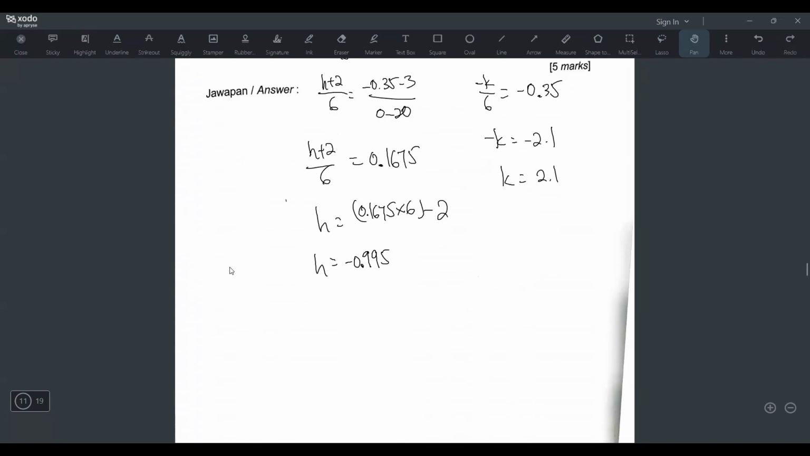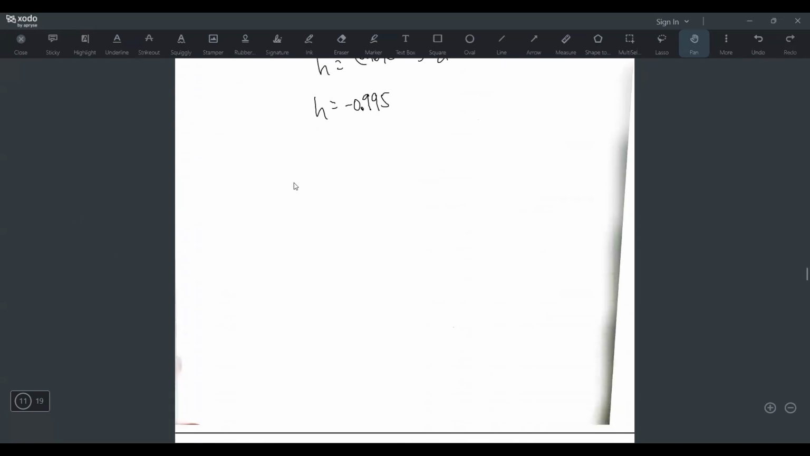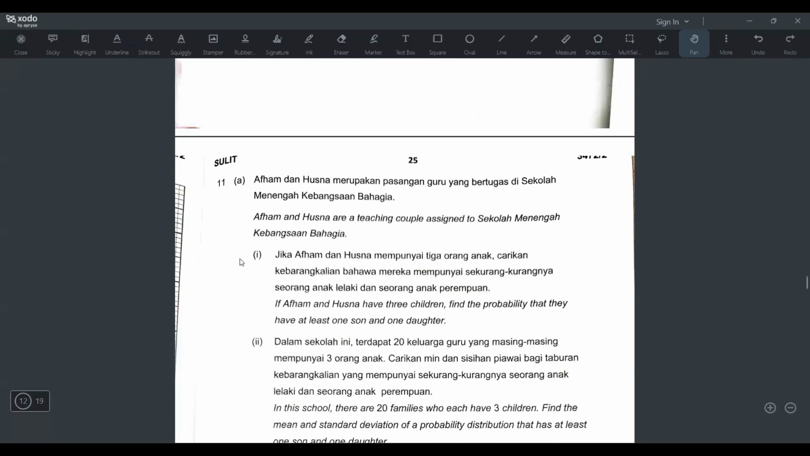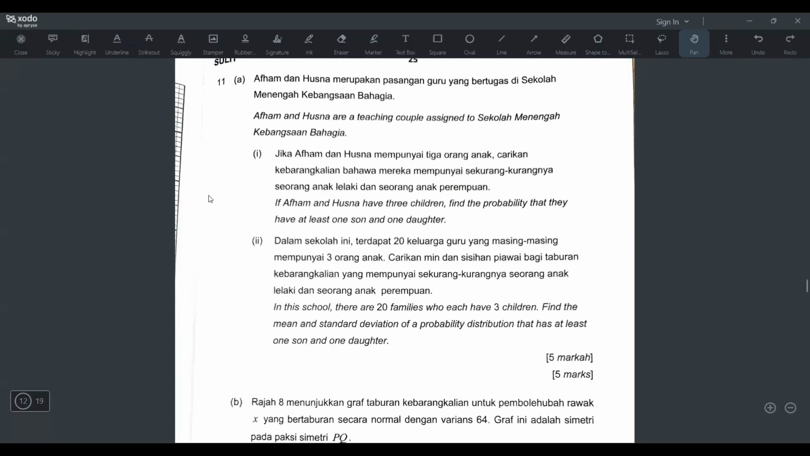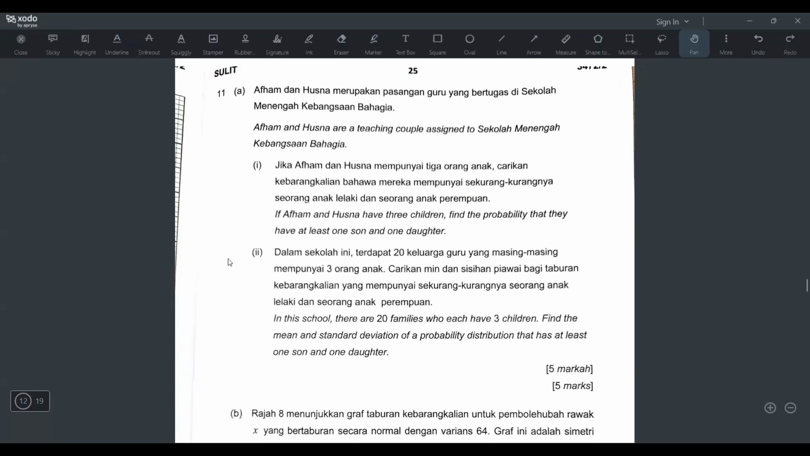Okay, but make sure the difference is not too big. Make sure it's lebih kurang sama dengan skema lah. Jangan jauh sangat dengan jawapan skema. Right? Okay, I will continue with number 11 now.